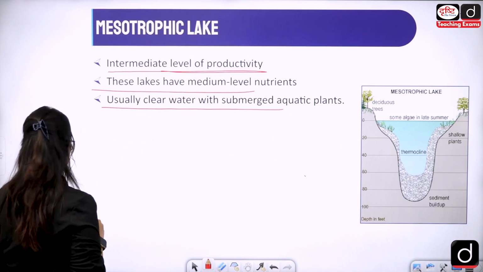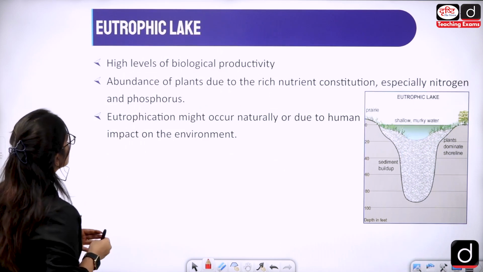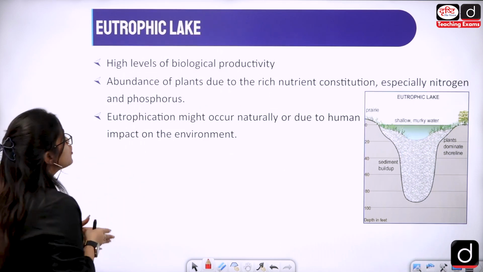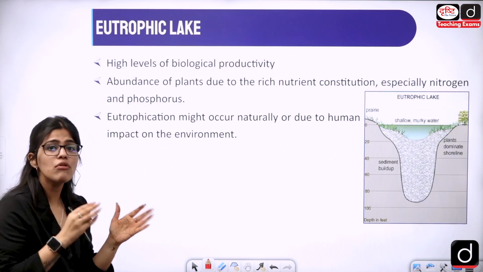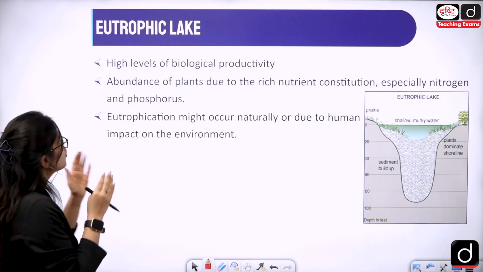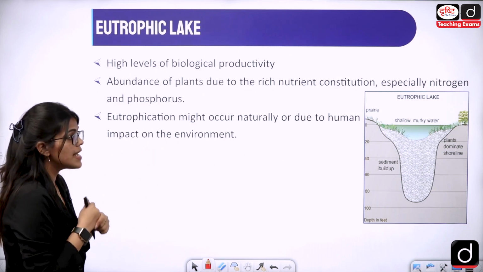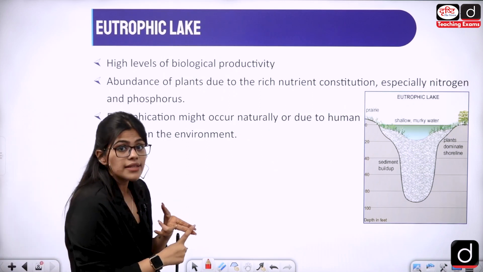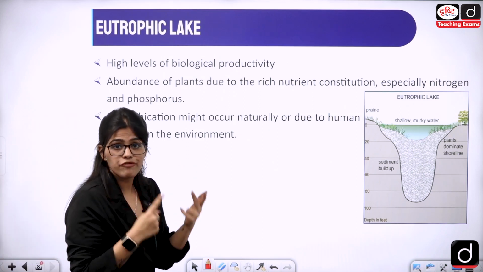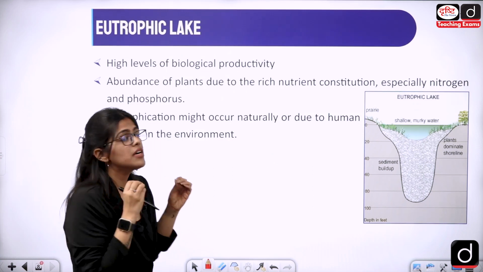This type is called the mesotrophic lake. Last, but the most important one, is the eutrophic lake. Eutrophic lake and eutrophication are two different things, so you don't have to confuse yourself. A eutrophic lake is a lake, as you look at the picture, where there is sediment buildup which is too high. There are a lot of plants, flora and fauna growing there, and there is shallow and murky water present.